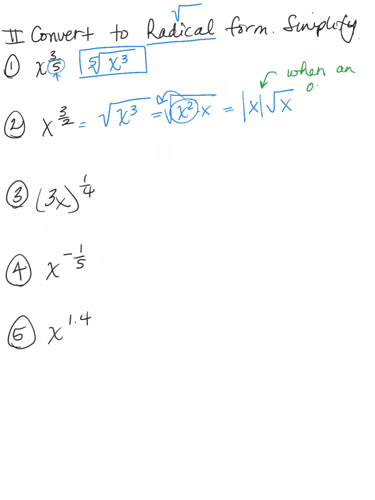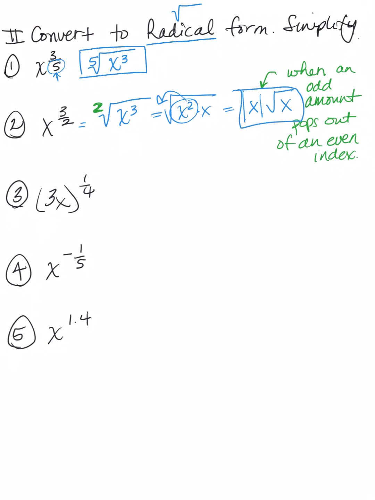When an odd amount pops out of an even index. Remember, index is this little number right here. In this case, it was a 2. We don't really write the 2 because it's the understood one. But if it's an even index and we pop an odd amount out, we have to put absolute values around our answer. All right, so that's going to be important moving forward.